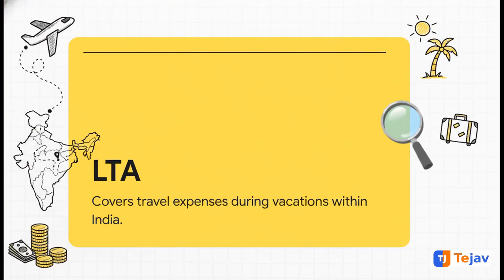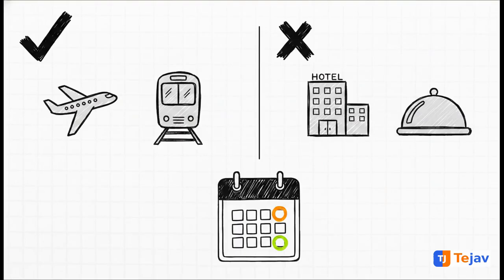Okay, so what exactly is LTA? Basically, this covers your travel expenses during your vacations within India. It's a domestic travel benefit provided by your employer, specifically meant to offset your transit costs when you take a well-deserved break. But listen, the boundaries here are super strict. LTA covers your travel tickets only. We're talking train, flight, or bus. It does not cover your fancy hotel stay, and sadly, no, it doesn't cover your vacation food budget either.